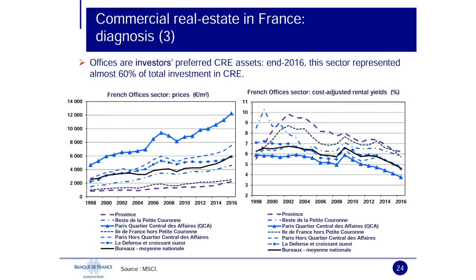And here it's very interesting to see that things have to be very local, even when you look at a sub-segment such as offices. When you look at the various areas, in what is called Paris Quartier Central des Affaires, which means Paris Central Business District, you have very, very high prices, rising over 12,000 euros per square meter. In other parts of the country, you sometimes have less than 2,000, so one sixth. And for the rental yields, obviously, you see very low yields for this Paris QCA.